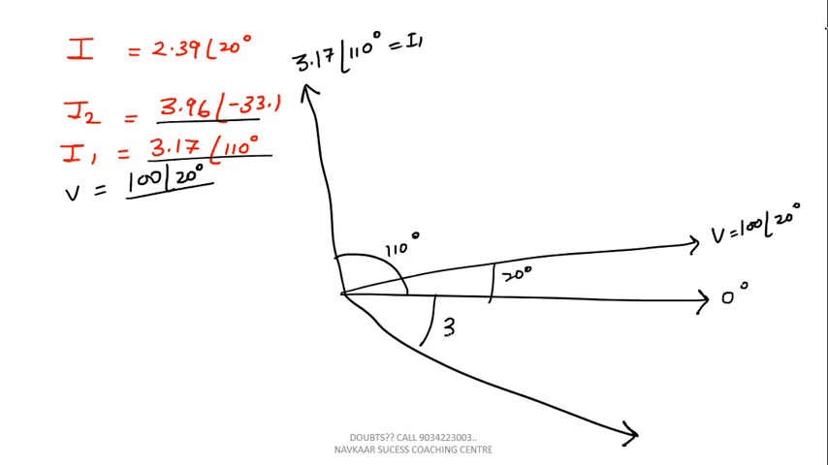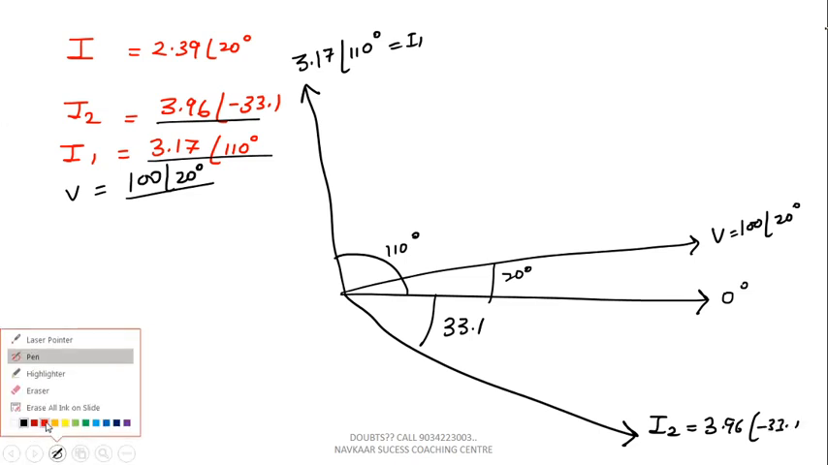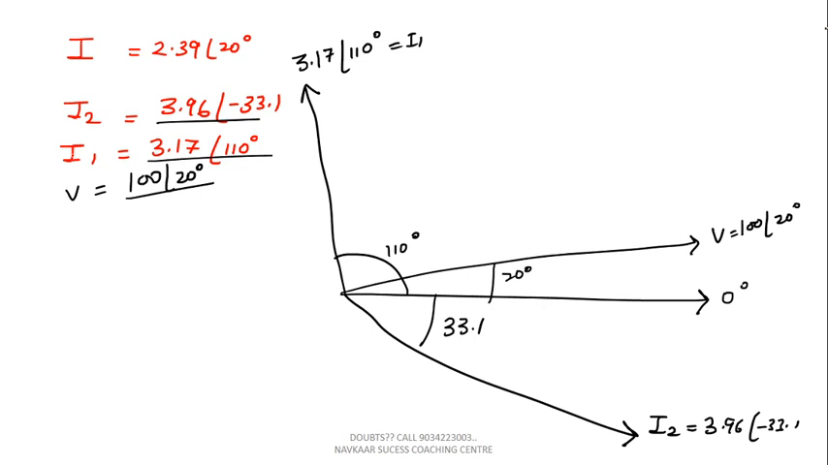That is 3.96 angle minus 33.1. It is the value of I2. Now finally, last, we need to draw the current value, that is again 2.39 angle 20 degree. So angle 20 degree, it is on the same phase like this.